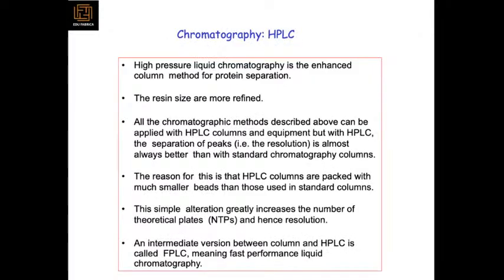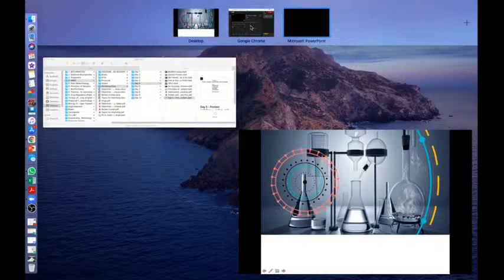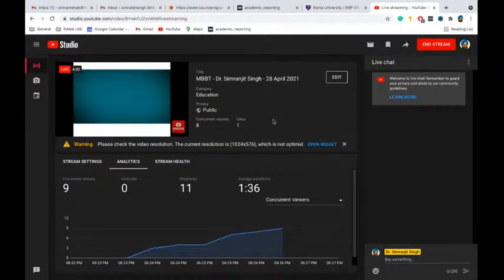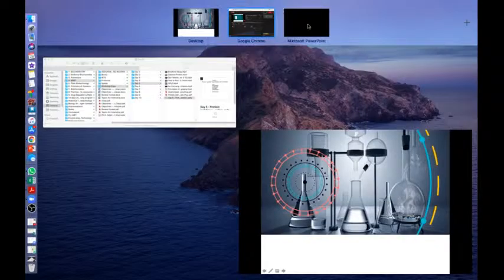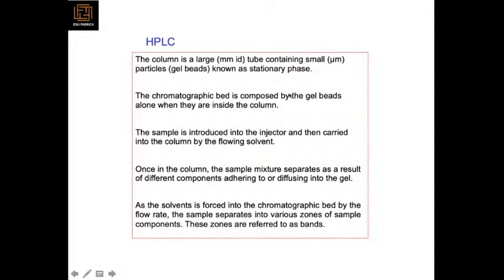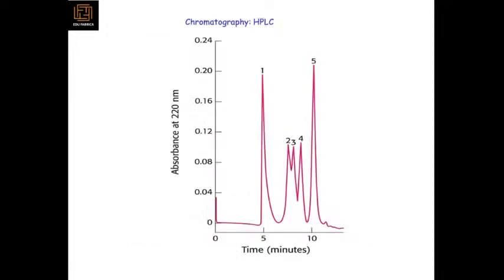Then comes the HPLC, that is your high performance liquid chromatography. In this, the column is a very large tube containing small particles as a stationary phase, and the chromatographic bed is composed of the gel beads alone when they are inside the column. And the sample is introduced into the injector and then carried into the column by the flowing solvents. So like this, we get the results.